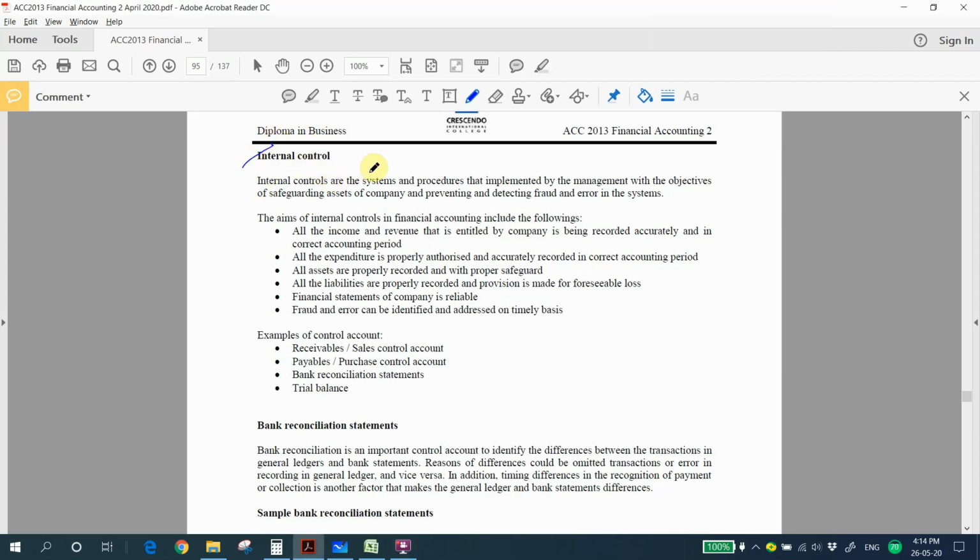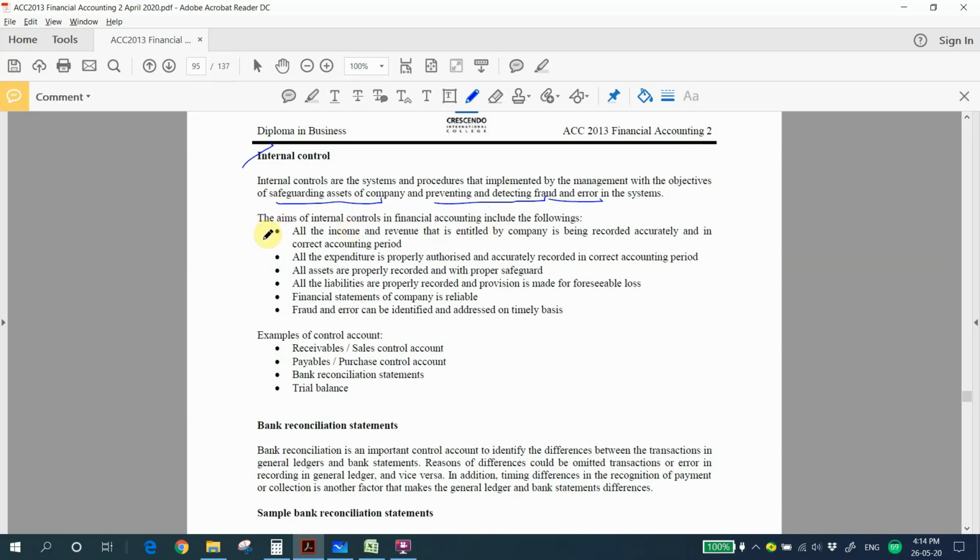Internal controls are the systems and procedures implemented by management with the objective of safeguarding the assets of the company, and preventing and detecting fraud and error in the system. The aims of internal control in financial accounting include the following.